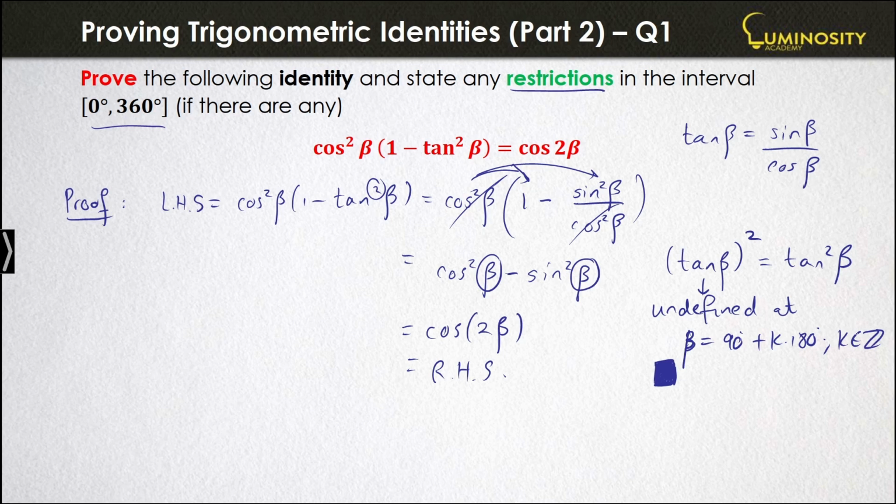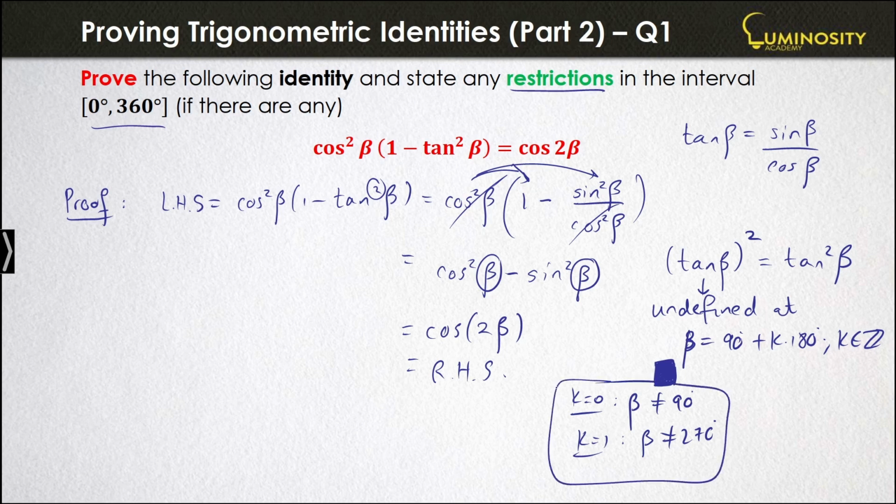All right, so within this 0 to 360 degrees, if I put k equals 0, then beta cannot equal 90 degrees because those are the restrictions. If I put k equals 1, that's going to be 270, so beta can't equal that. K equals 2 and onwards will be outside that given restriction, and negative k values, -1, -2, will also be outside. So within that given restriction 0 to 360, I cannot put those two values in.